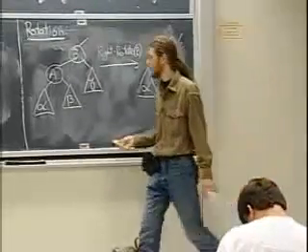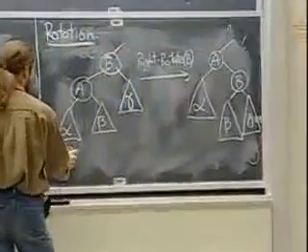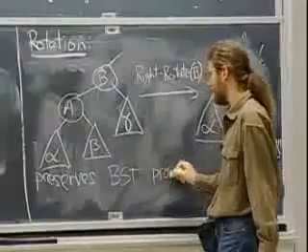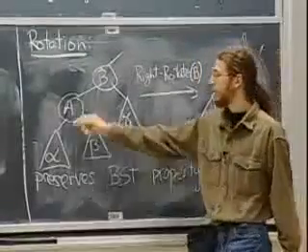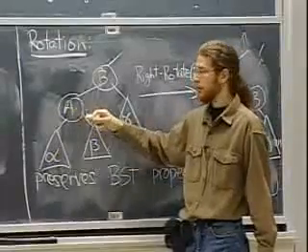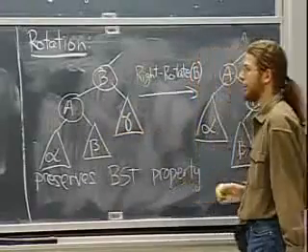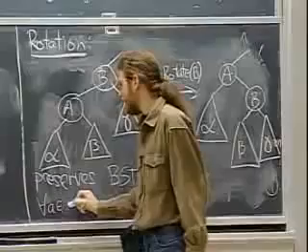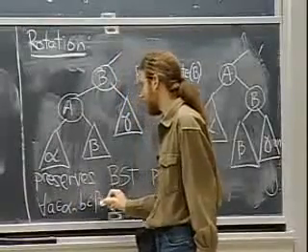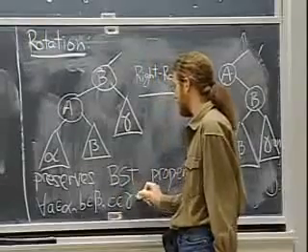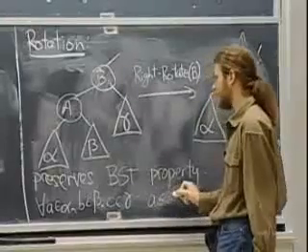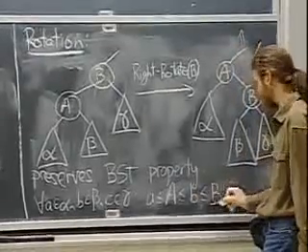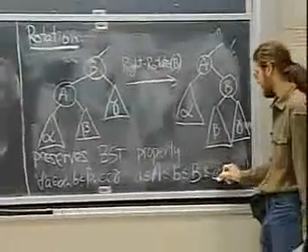Okay? The main thing we want to check here is that this operation preserves the binary search tree property. Remember, the binary search tree property says that all the elements in the left subtree of a node are less than or equal to the node, and all the elements in the right subtree are greater than or equal to that value. So in particular, if we take some node little a in alpha, little b in beta, and little c in gamma, then little a is less than or equal to capital A is less than or equal to little b is less than or equal to capital B is less than or equal to little c.